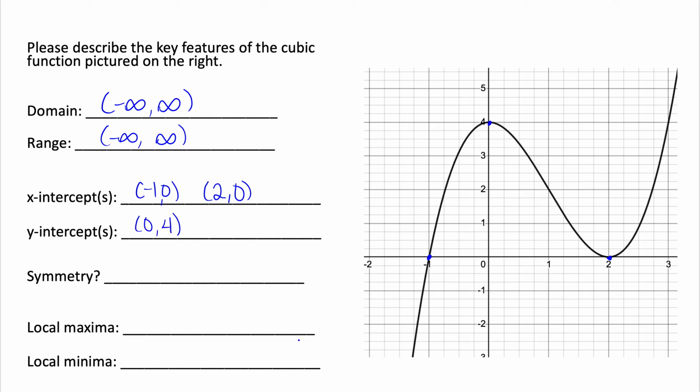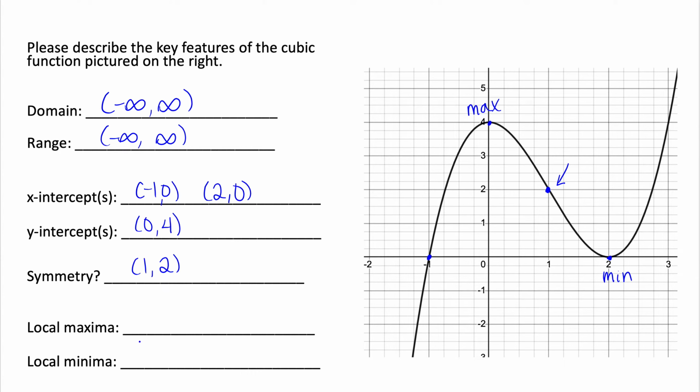So we'll have symmetry anywhere halfway between a local maximum and a local minimum. Let's look at this graph. You can see that it has a maximum point right here, and it has a minimum point right here. The point that's halfway between them, right here, is going to be the center of symmetry. So that is the point (1, 2).